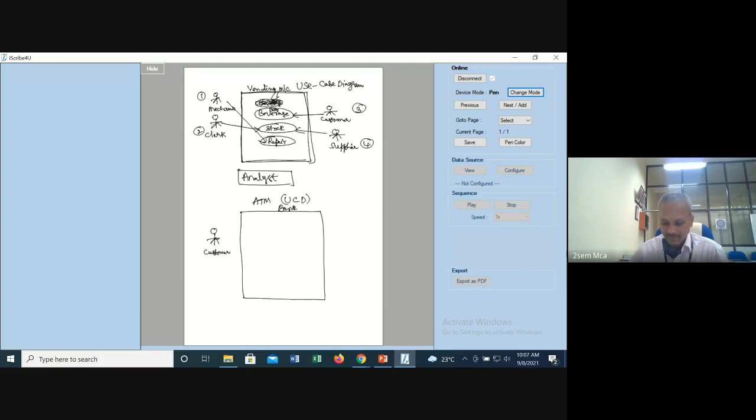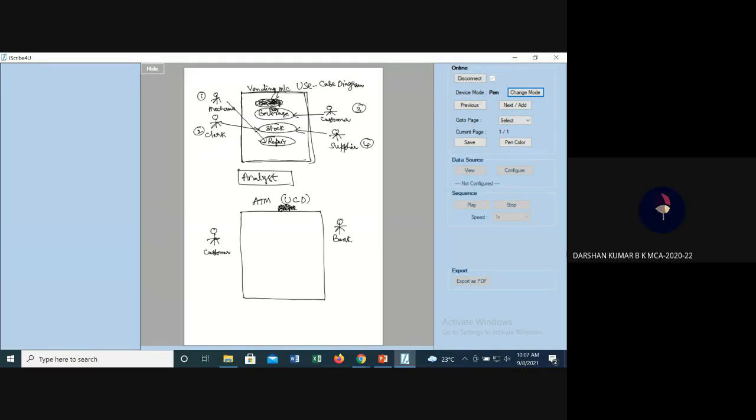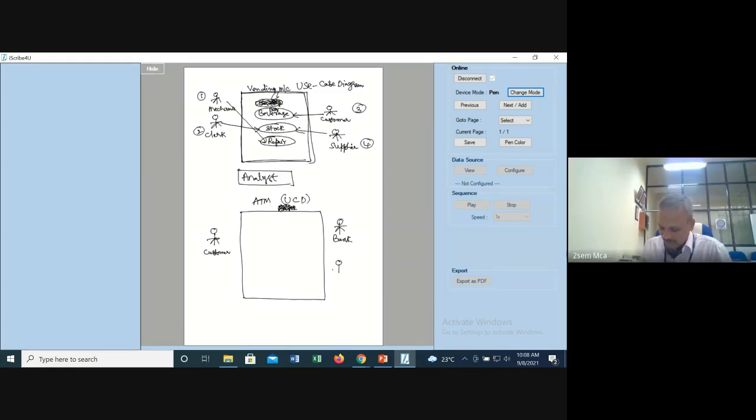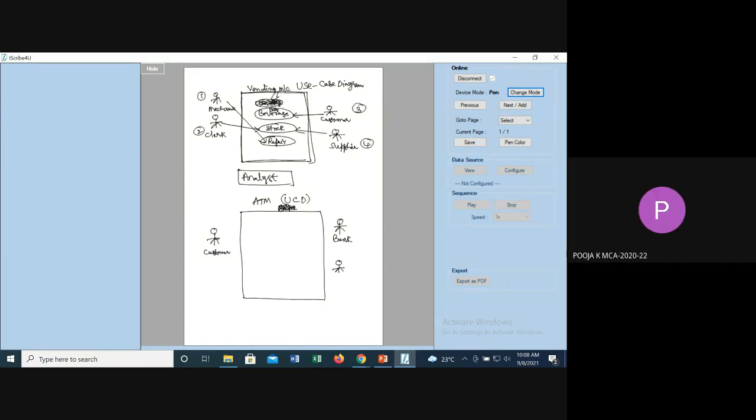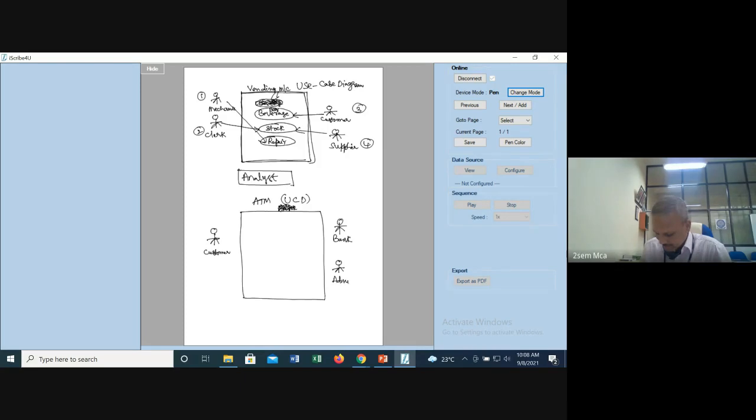From ATM perspective, okay, let me write bank. Since ATM is very specific, I will take bank also as a maintenance actor, for money deposition. Any names for them? Specific name? Administrator. Sir, ATM technician. Okay, we'll give administrator.